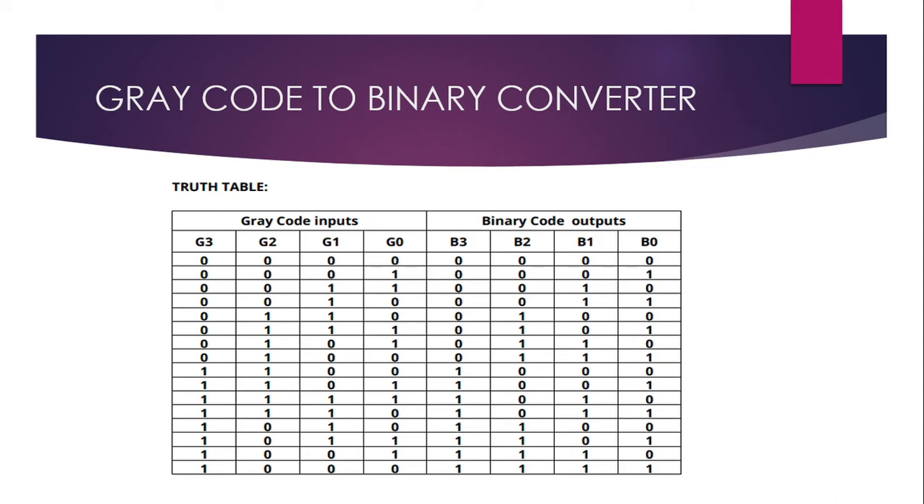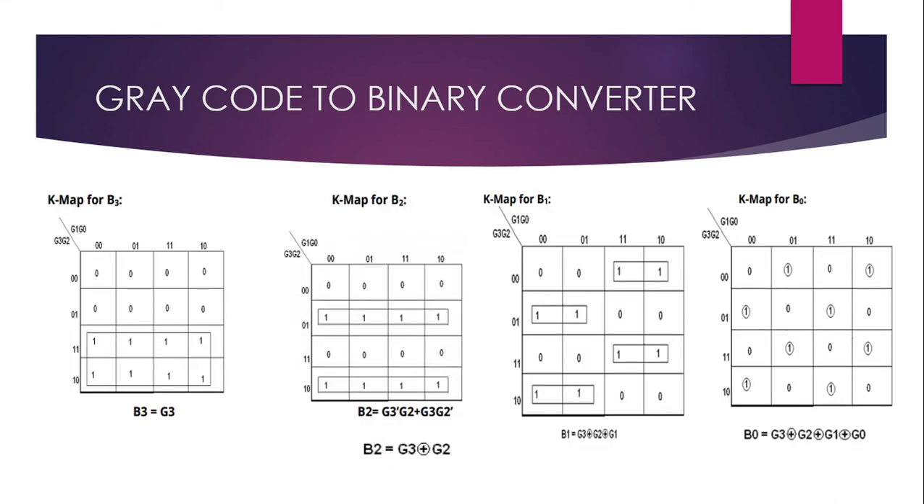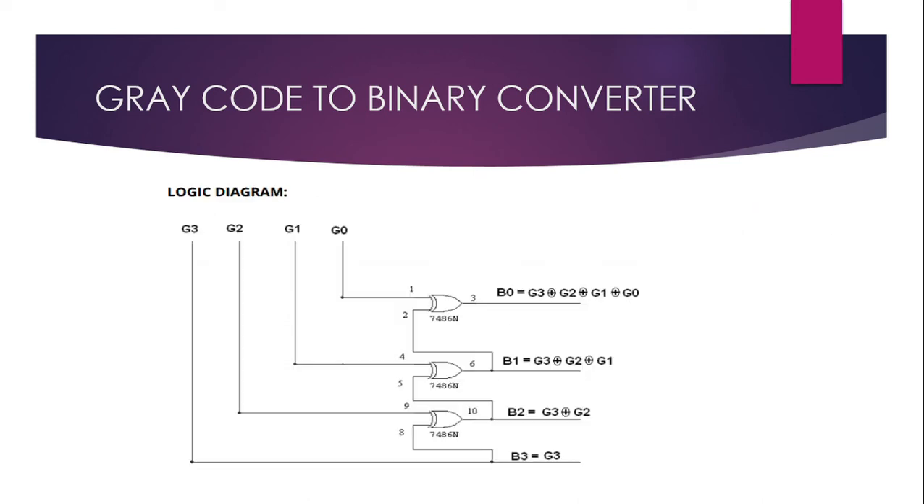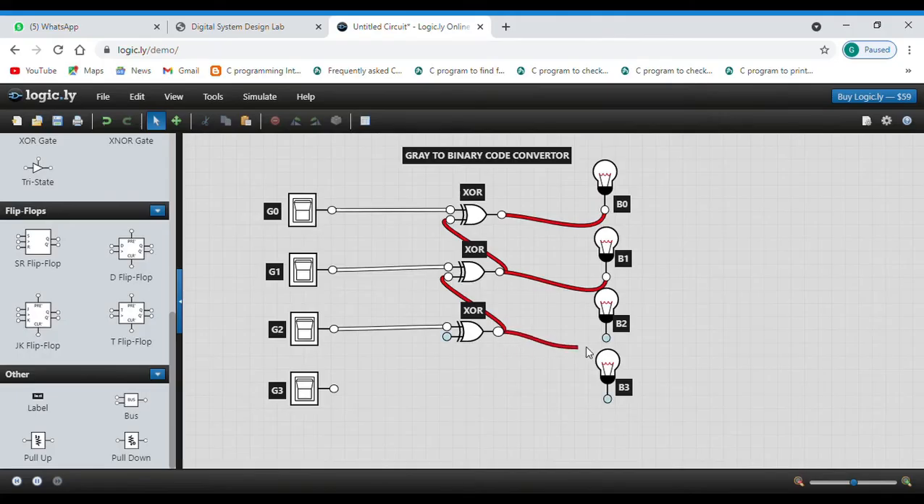And this is the truth table for gray code to binary code converter. K-map for gray code to binary code converter. Now we are going to see about gray to binary code converter. For this gray to binary code converter, we need 4 toggle switches, 3 XOR gates, and 4 bulbs. Now we label the toggle switches as G0, G1, G2, G3, and we label the bulbs as B0, B1, B2 and B3.